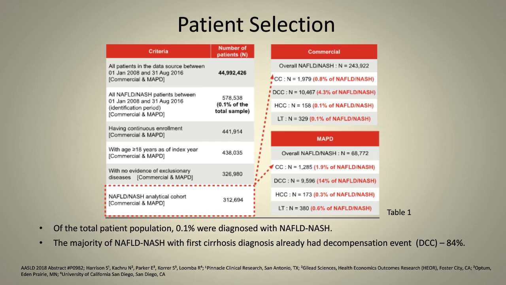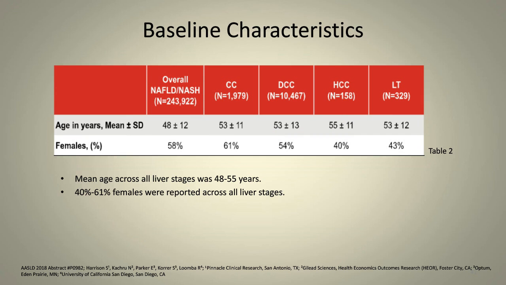If you look at the baseline characteristics, I think it's pretty typical of a population with advanced liver disease. Their mean age is in the 50s, and the majority of patients with cryptogenic cirrhosis tend to be female. However, by the time you get to decompensated disease, it's more 50-50. Men tend to have more liver cancer and undergo liver transplant more frequently.